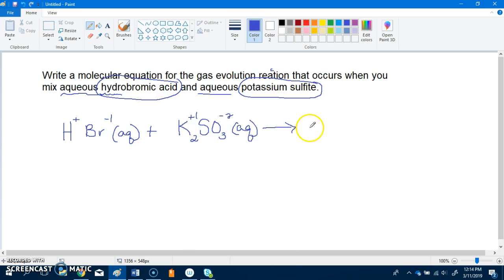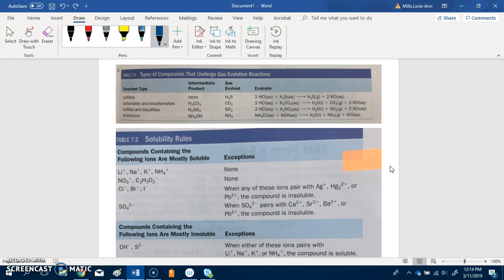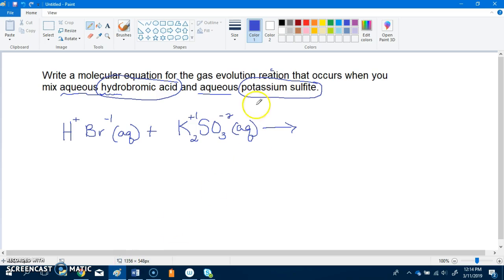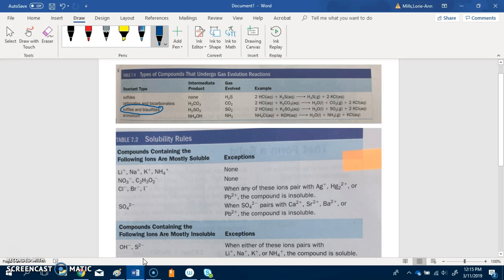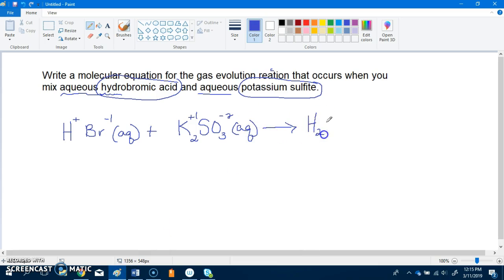Now, the next step is to figure out what my products will be. For this, I'm going to go to my types of compounds that undergo gas evolution reactions. I'm going to look at sulfites and bisulfites, because I do have potassium sulfite on my reactant side. It follows the pattern of H2O being produced and SO2 in gas form being produced. So I can start off my product side with SO, and it has to be a 2, so we lose an oxygen; SO3 decomposes into SO2, and this is the gas. So there's the gas reaction part of it.